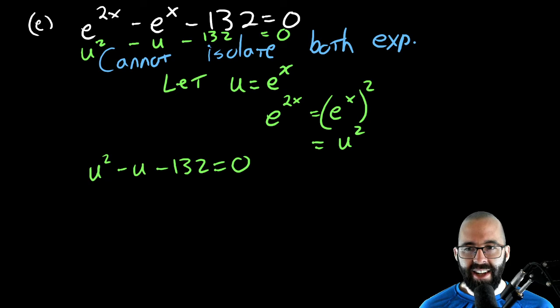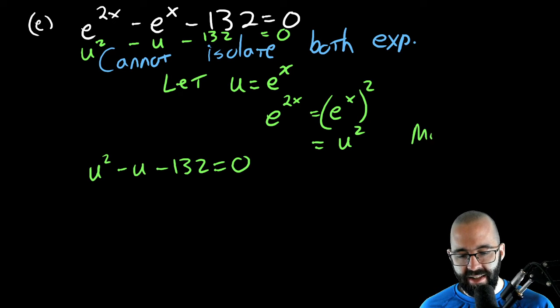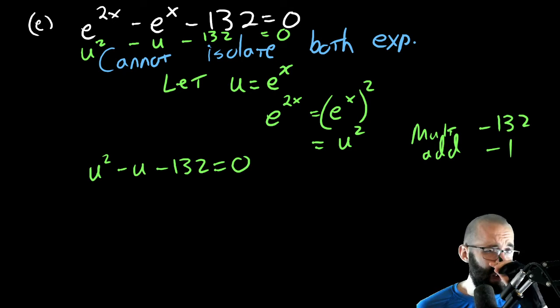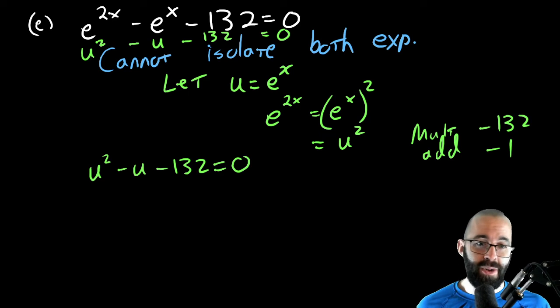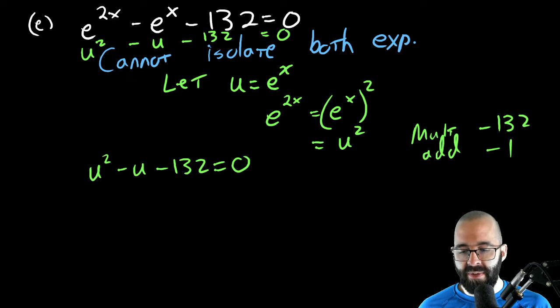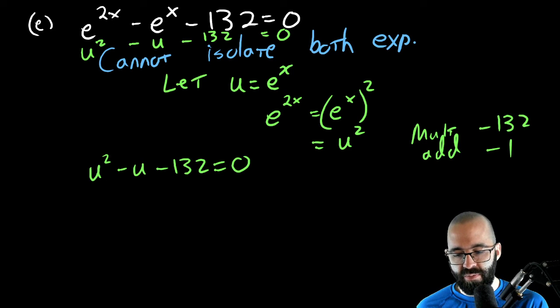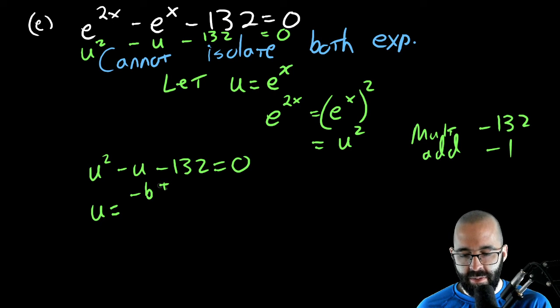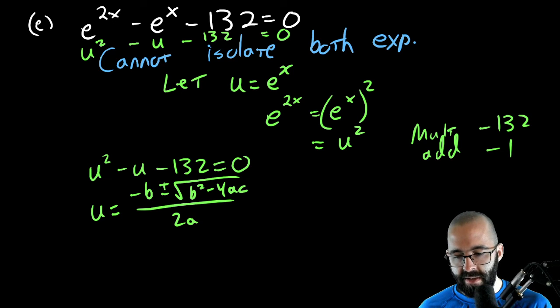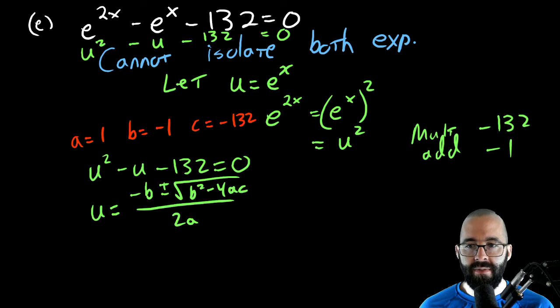Because factoring this, we have to find two numbers that multiply to negative 132 and add to negative 1. 132 is pretty big. You could use a calculator and try to figure this out. But let's get some practice with the quadratic formula. The solutions to this equation are u equals negative b plus or minus the square root of b squared minus 4ac, all over 2a. And again, a is the coefficient of the squared term, b is the coefficient of the linear term, and c is the number at the end.